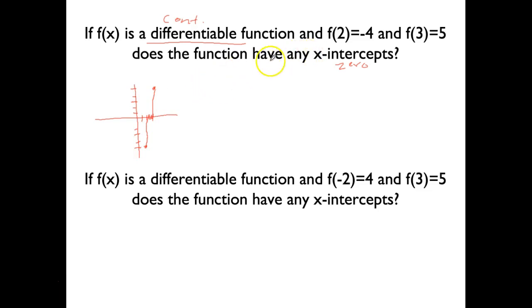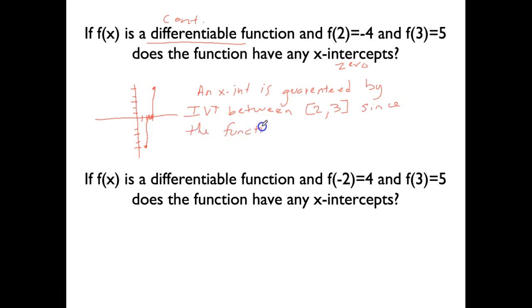So if they asked you something like this, you would say an x-intercept is guaranteed by IVT between, now you got to tell them what x-intercepts we're looking between. We're looking between 2 and 3, right? Between 2 and 3, since the function, remember the function had to be continuous, okay? So that's what you would say. There is an x value guaranteed by IVT between 2 and 3 since the function is continuous.